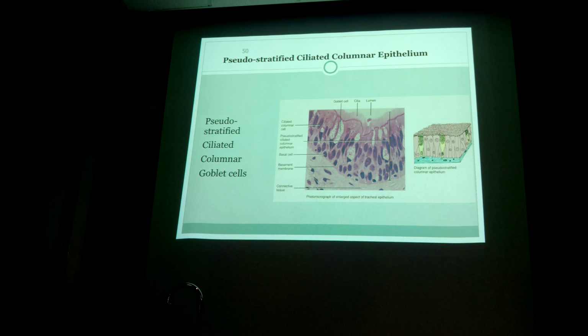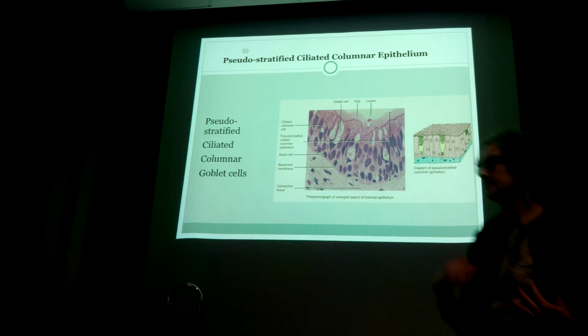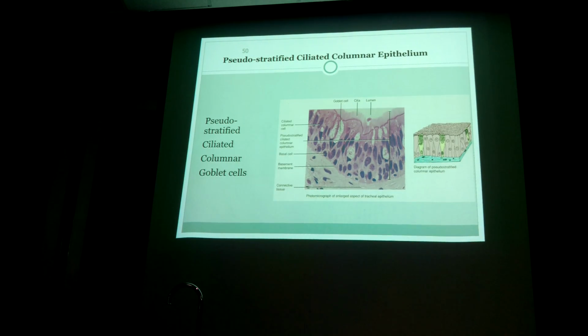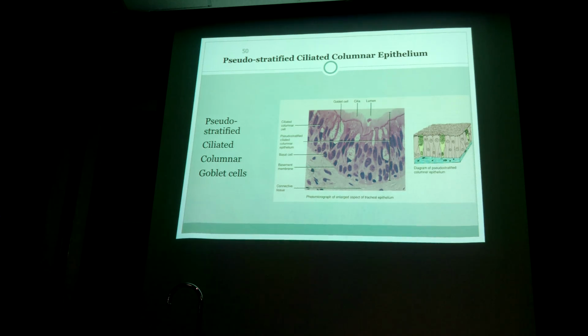Does it say what this is? Oh, tracheal. This is from the trachea. So again, this would be an important place to have cilia, so that the air that we breathe is cleaned, moisturized and heated. And we need a lot of mucus from the goblet cells.